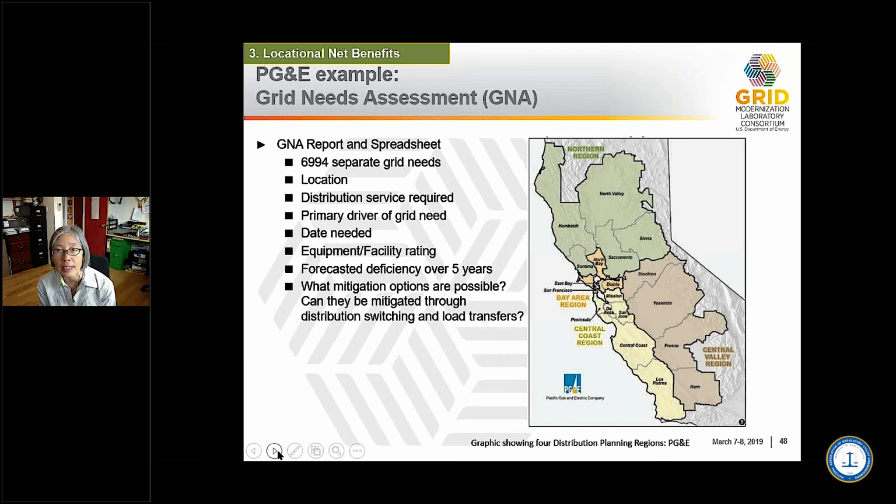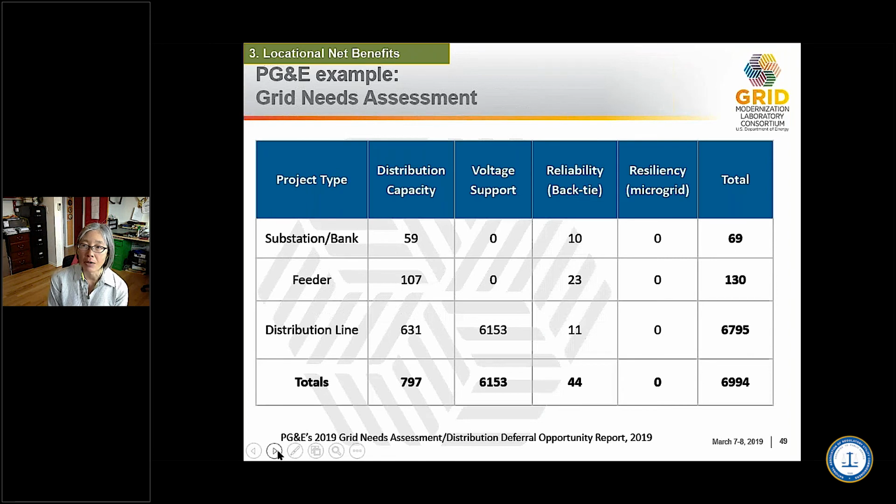And then if you go to the next slide, Carrie, this sort of breaks down those 7,000 needs, sorry, not projects, 7,000 needs into different categories. So the first category refers to distribution capacity and overloads on equipment. The voltage support is keeping that voltage within the limits, the ANSI limits that have been described. Reliability services improve reliability in a specific location during an outage. So this refers to the reconfigurations that Lavelle just spoke about.